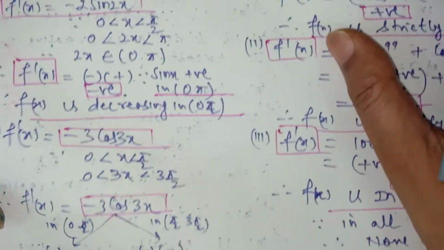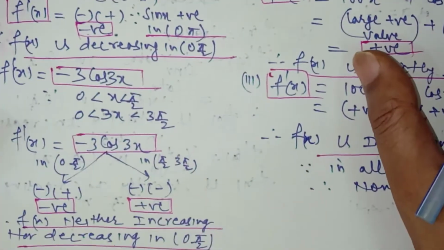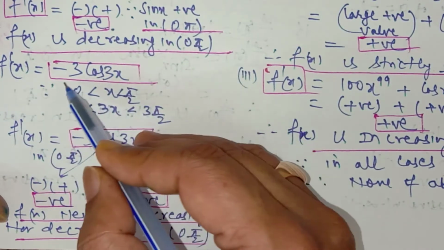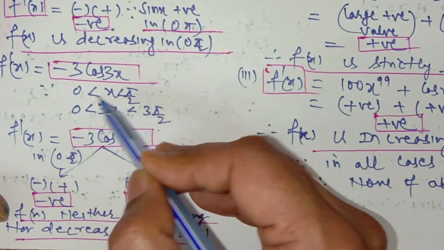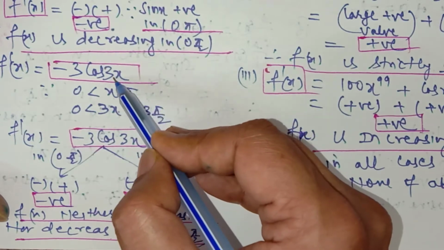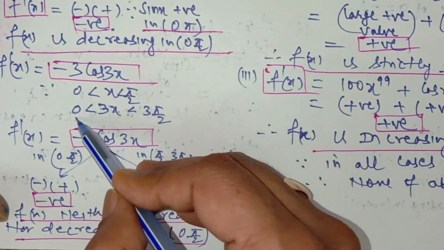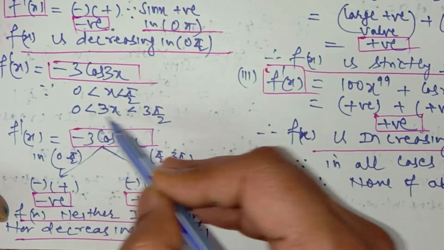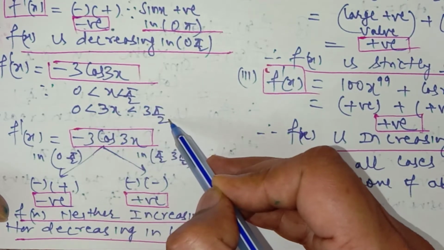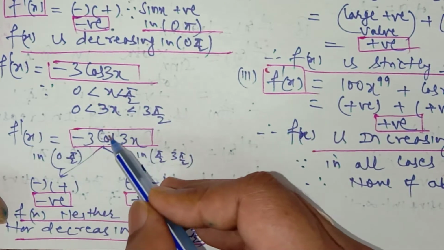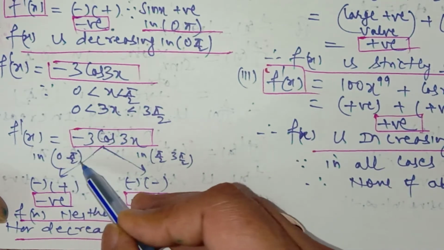Now see the third part very carefully. Now f dash x will be cos 3x into minus 3, and x is given as 0 to pi, and the angle here is 3x. So multiply the whole statement by 3, so 0 to 3 pi by 2. Now 0 to 3 pi by 2 means there will be three quadrants: first quadrant, second quadrant, and third quadrant.